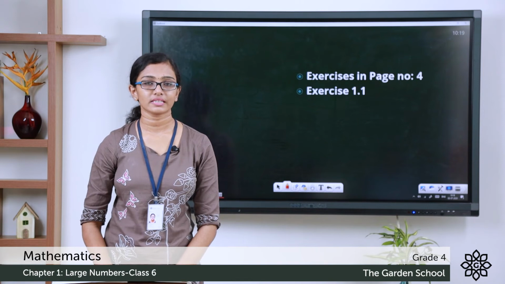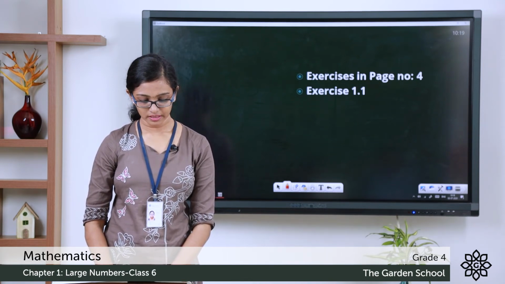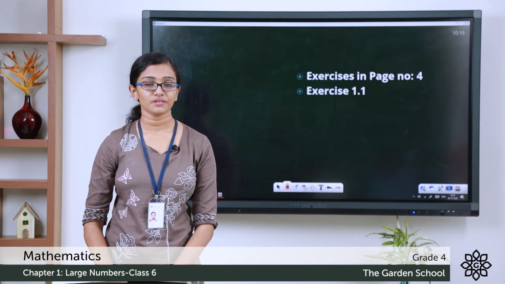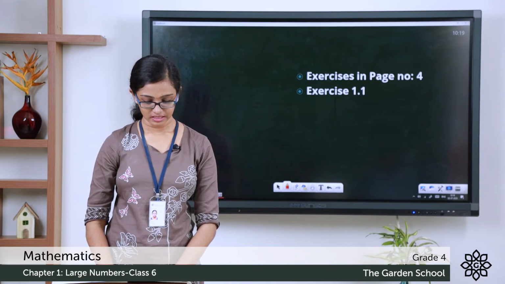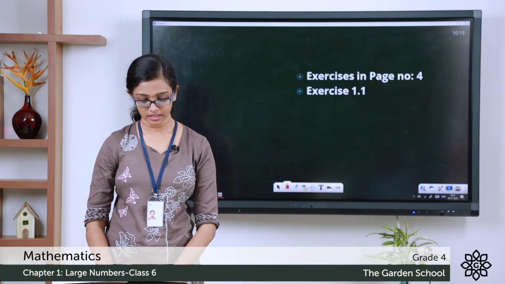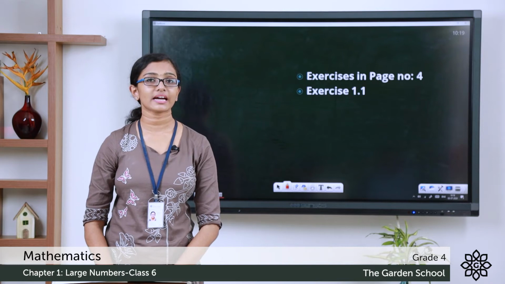So I hope you have finished that one. So now let's see the answers. The first one, the answer is 4,20,513. The second one is 6,04,537 and the third one is 8,03,910. I hope all the answers are correct.